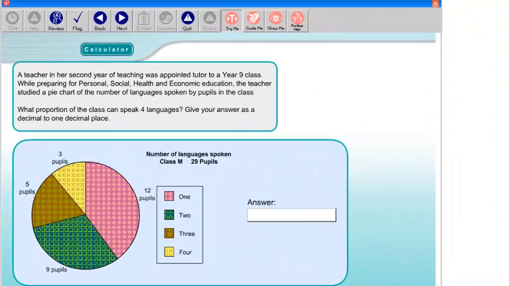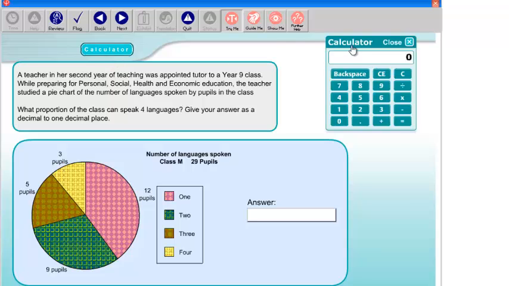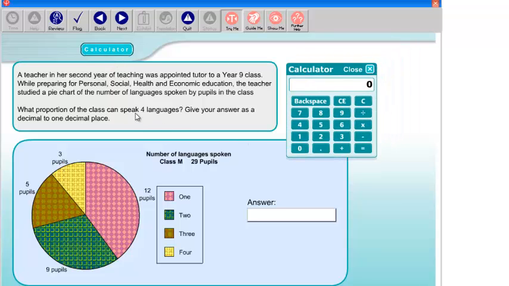Question 6 is one of those lovely quick graph questions. So what proportion of the class can speak 4 languages? Give your answer as a decimal to 1 decimal place. So we can bring the calculator to help us with this one. So how many pupils can speak 4 languages? Well, 4 is with the yellow shading there. So there's 3 of them, and it's out of the 29 pupils.